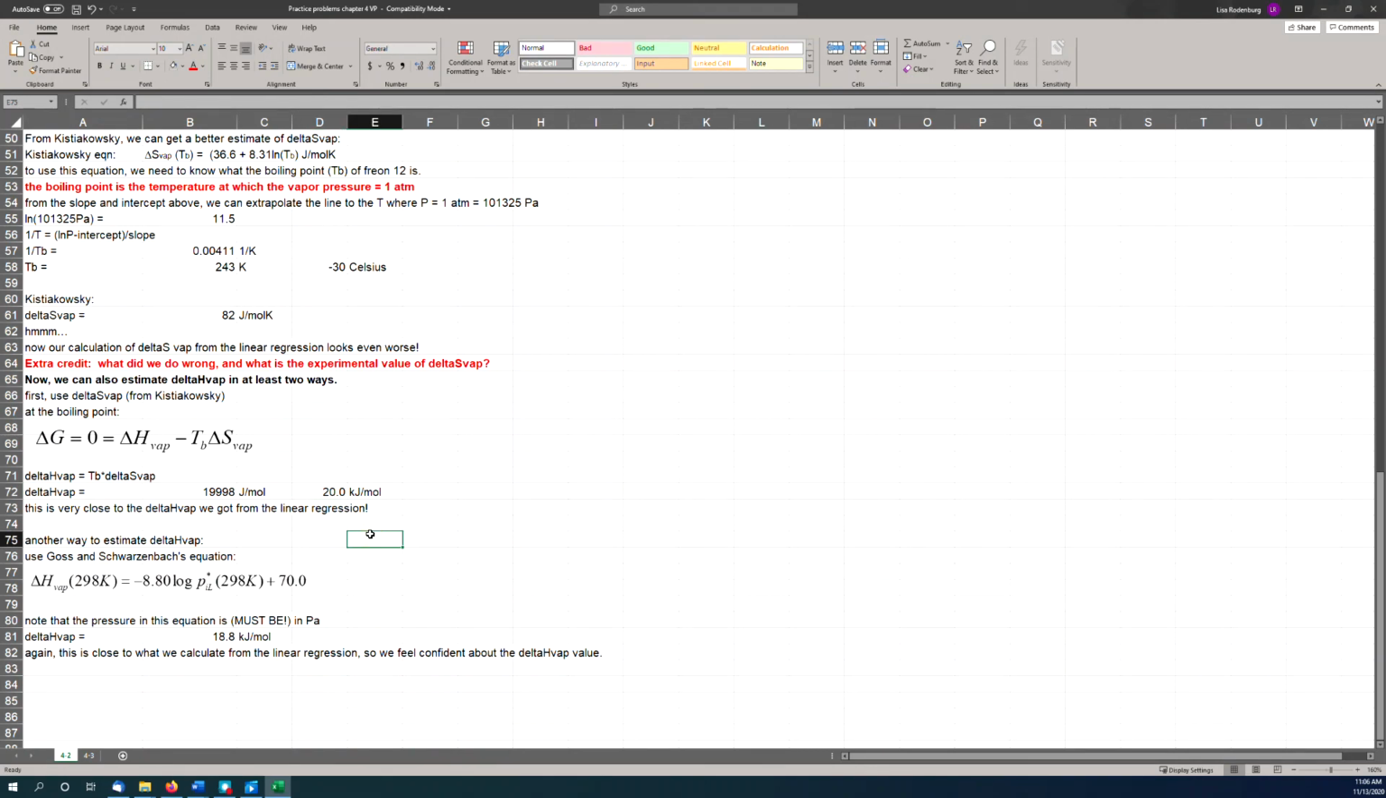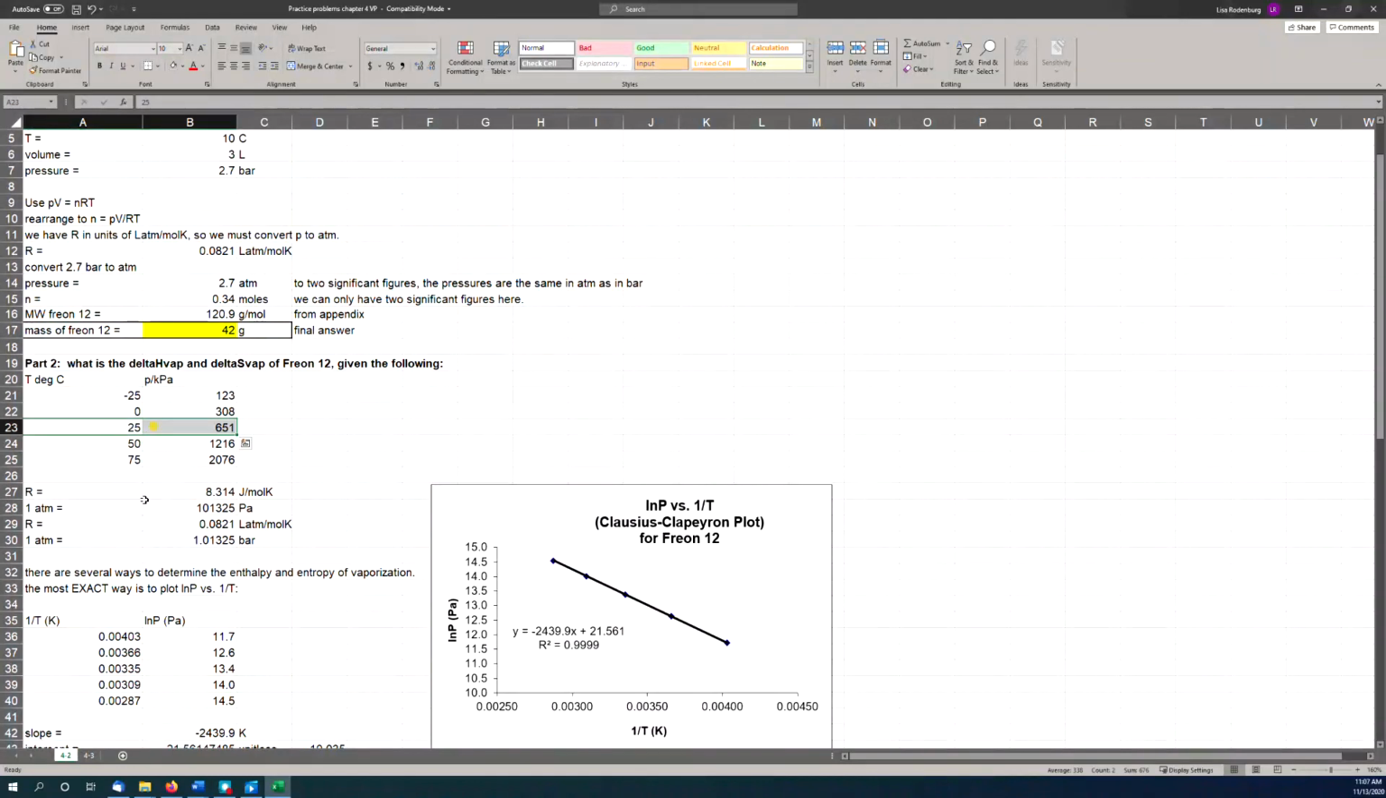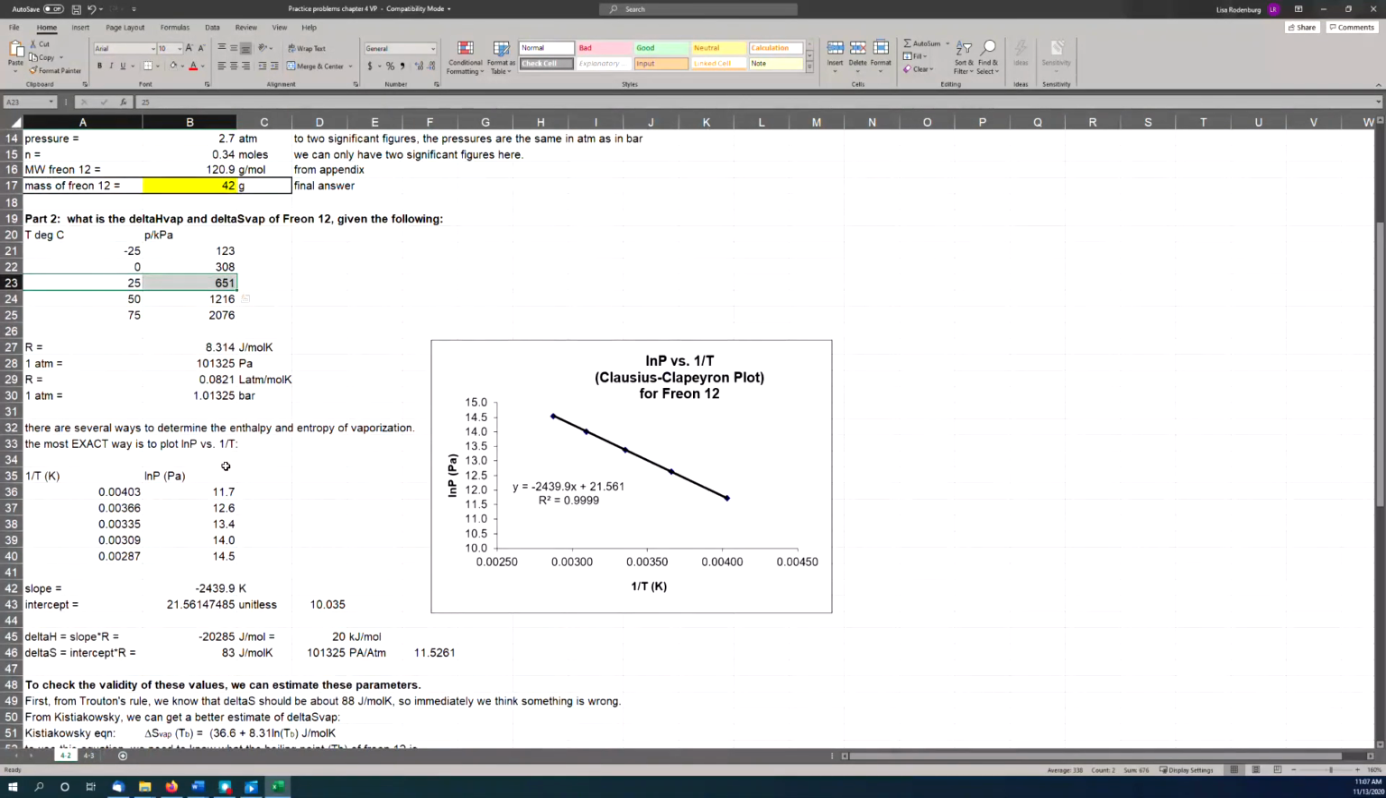So Kistiakowsky and Trouton and those guys are not totally out to lunch. It actually works. Now, the other way of getting delta H of vaporization is to use this Gauss-Schwarzenbach equation. Hey, they spent a lot of time on it. You might as well use it and make them feel better. And to do this, your vapor pressure here has to be at 298 degrees Kelvin, which is convenient because, lo and behold, we do have a vapor pressure at 298 degrees Kelvin. In this case, kilopascals, but close enough.